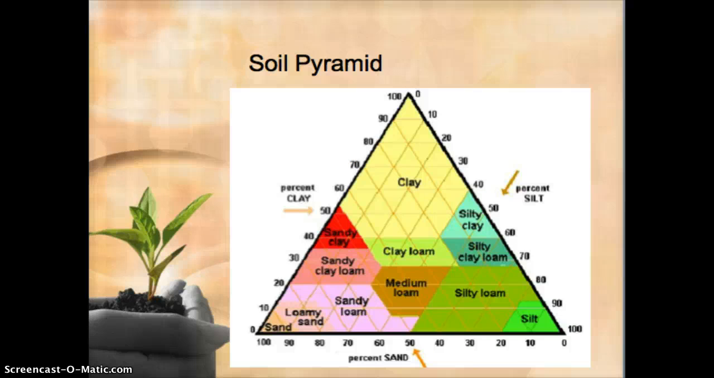This soil pyramid is a chart you should be familiar with. You can see that if we did have 40% sand, we would read up this direction, and this line the whole way up would be 40% sand. If we had 40% silt, it would be down in this direction, like this. And if we had 20% clay, that would meet right here where we've got what's considered medium loam, and that would be our ideal soil.